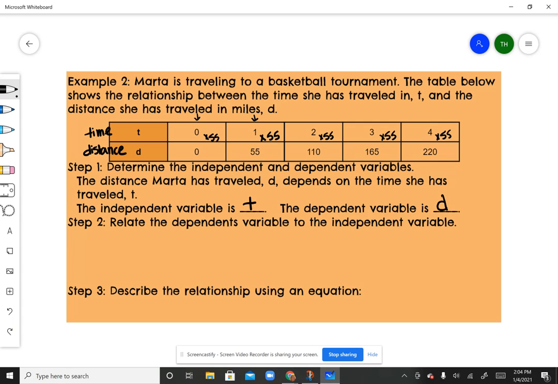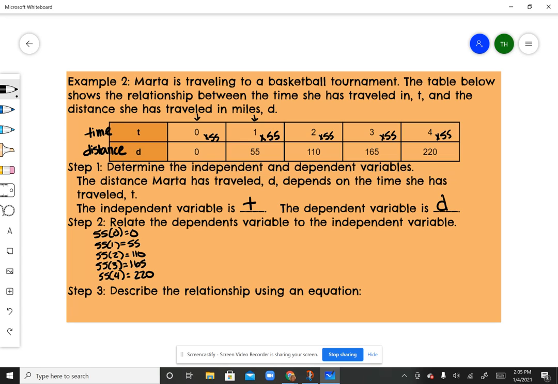So I can write that out over here. It would be 55 times 0 equals 0. 55 times 1 equals 55. 55 times 2 equals 110. 55 times 3 equals 165. And 55 times 4 equals 220.